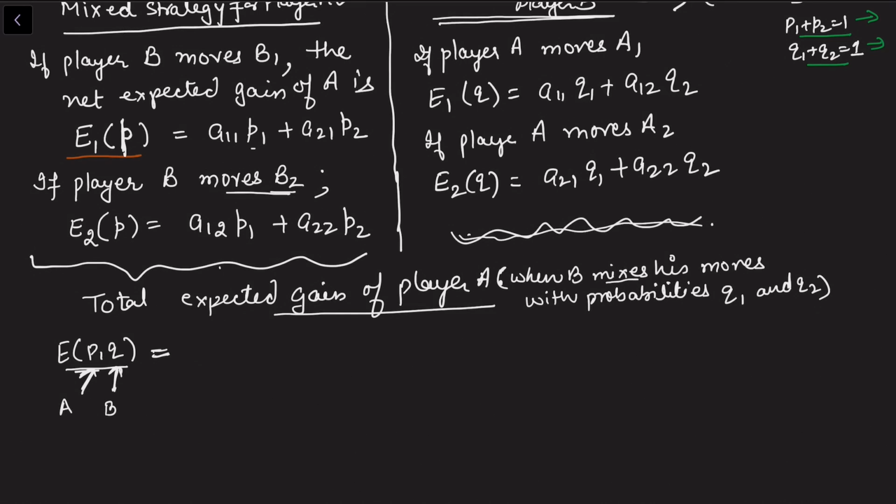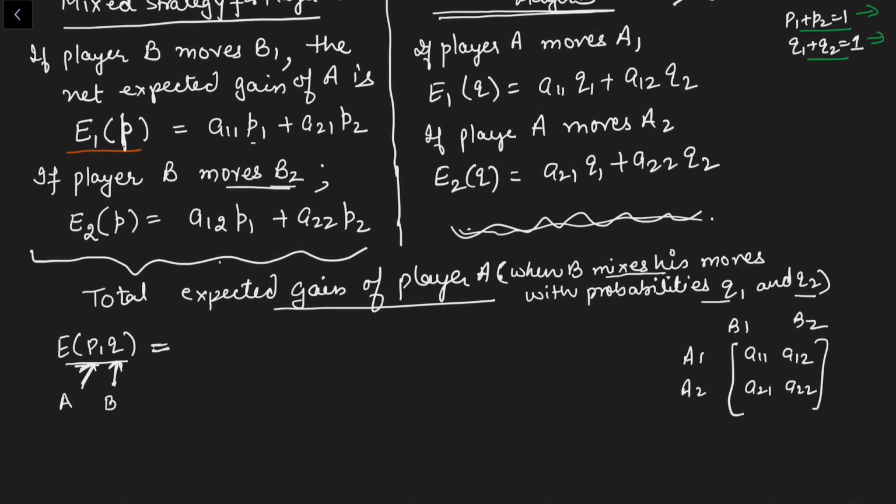when B mixes his moves with property Q1 and Q2. So what was the strategy? Look at again, this is A1, A2, and here we have B1, B2. Okay, this is the data A11, A12, A21, A22. Now suppose B fixes the strategy B1.